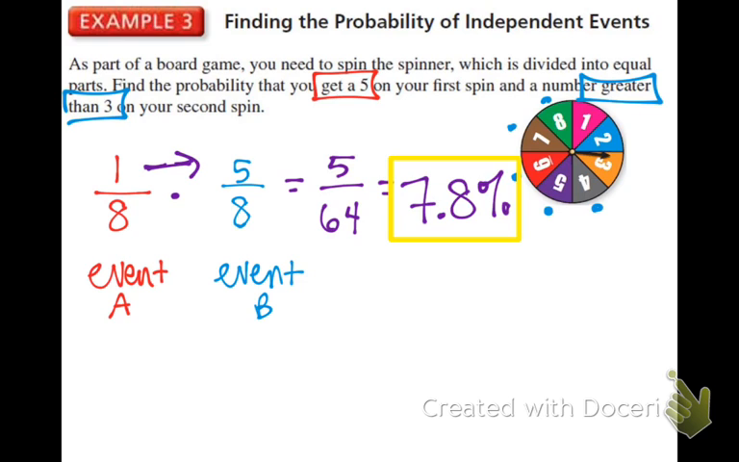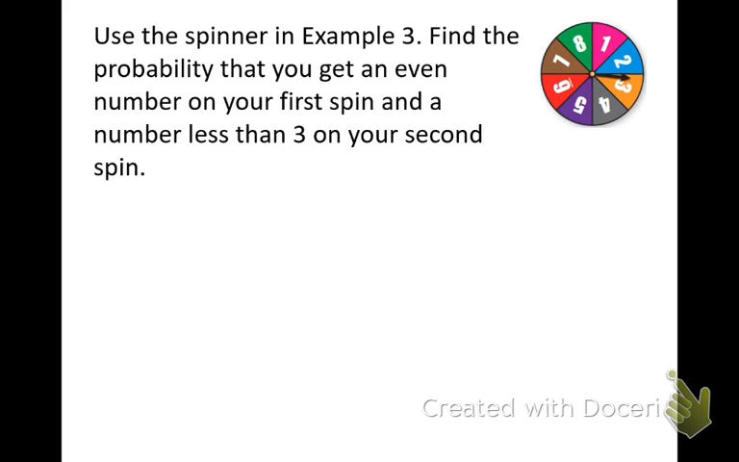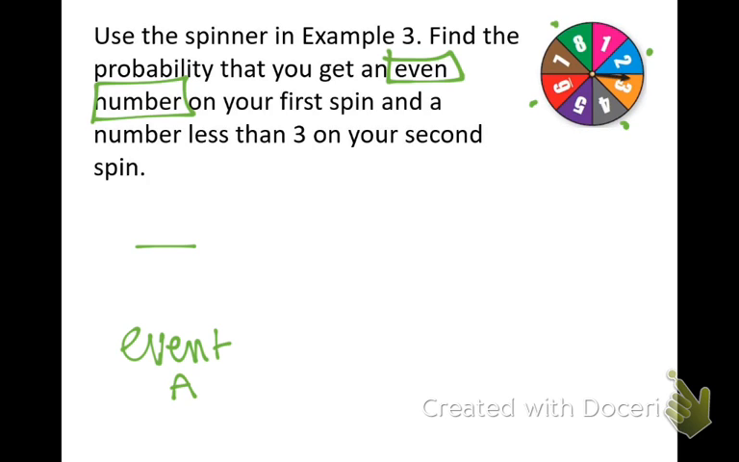All right, we ready for the next one? Okay. Use the same spinner. Find the probability that you'll get an even number on your first spin and a number less than 3 on your second spin. So we need to do our first event. What do we want for event A? For it to be an even number. So how many of them are even? 4 of them are even out of how many numbers? 8. So 4 out of 8.